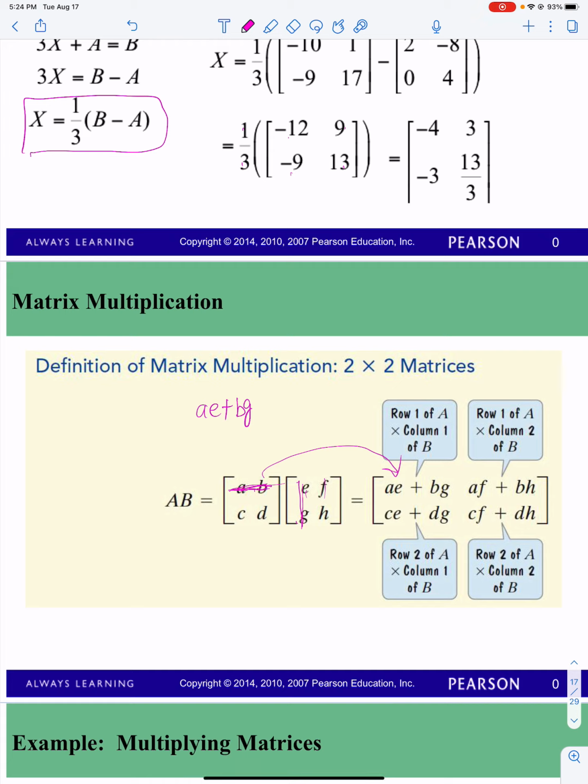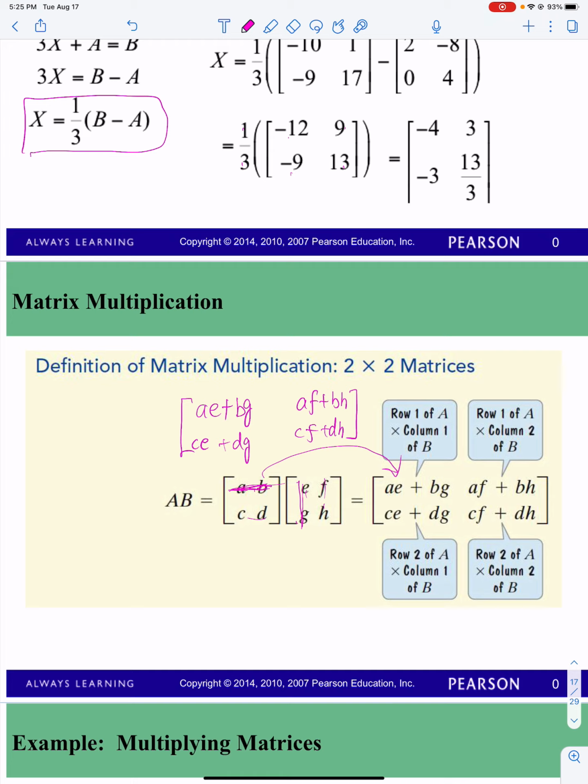Okay, and then the first row with the second column, what do you have? A F plus what? B H. You with me? Okay, so what do we have for the bottom row? So you have C E plus what? D G, and then you have what? C F plus what? D H. Yeah, so this is how you do this.